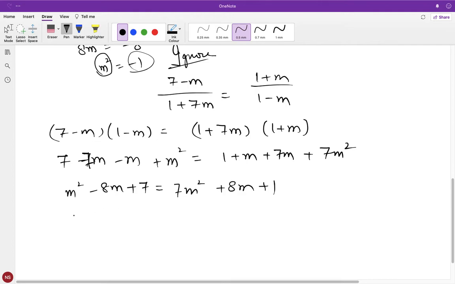Bring all of them here. So 7 minus 1 is 6m square, minus 8 becomes plus 8m over here. So 8 plus 8 is 16m. 1 minus 7 is 6.